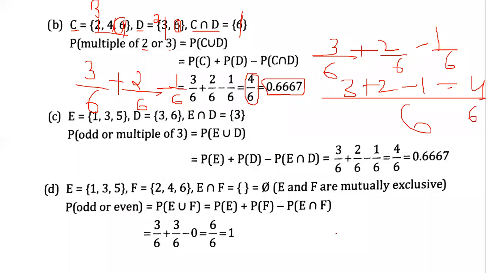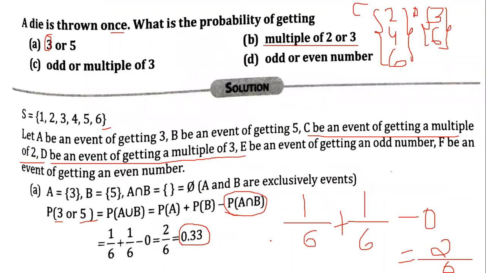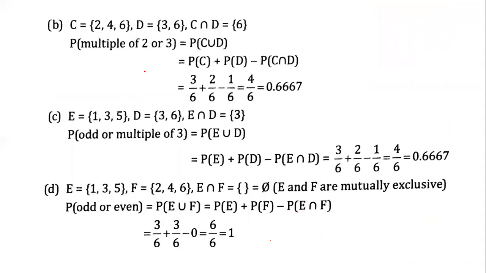Okay. Now let us go to the third question. Now the next question, again we'll have to read the question again. A dice is thrown once. What is the probability of getting odd or multiple of 3? Okay, odd or multiple of 3. Odd numbers or multiple of 3. That is what is the question.